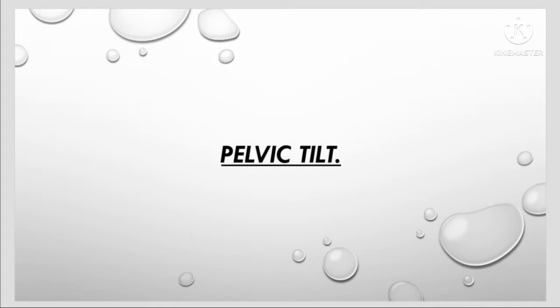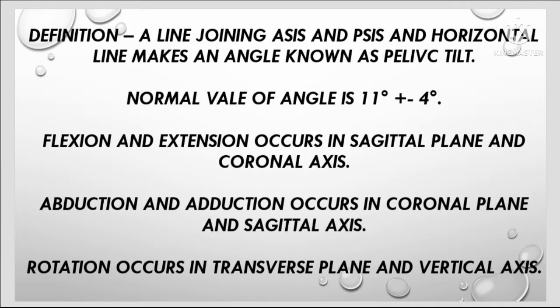Hello everyone. In this video we will be seeing about pelvic tilt. Definition: a line joining ASIS and PSIS and a horizontal line making an angle is known as pelvic tilt. The normal value of the angle is 11 degrees plus or minus 4 degrees.